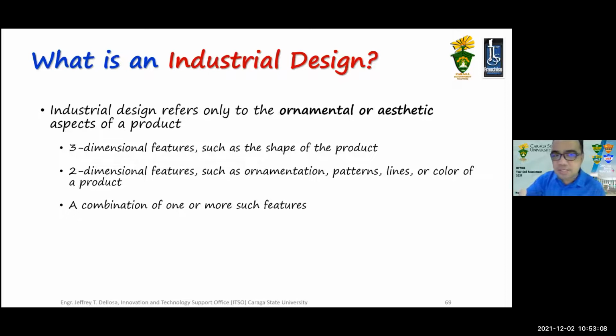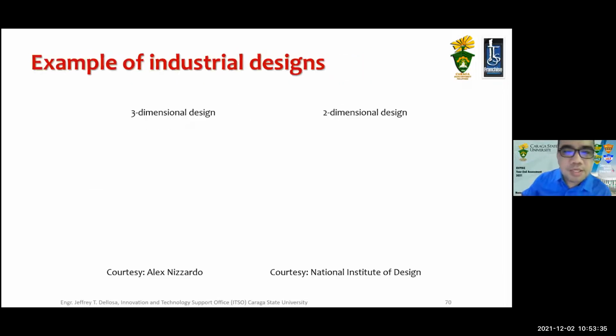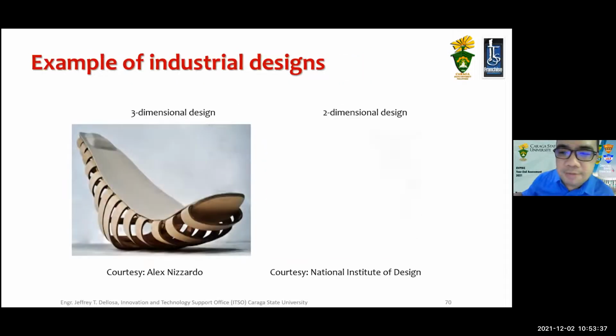If you develop a product in the future, or if you're employed, part of your job is to develop new products. So basically, you can get an industrial design protection. It covers three-dimensional features such as the shape of the product, or two-dimensional features such as ornamentation, patterns, lines, or color of a product, or a combination of one or more such features. So this one has examples, basically.